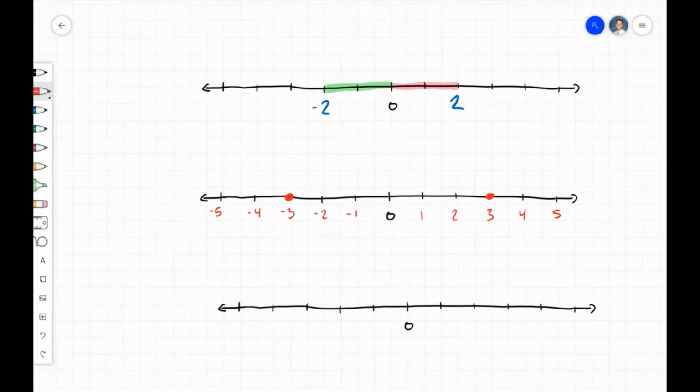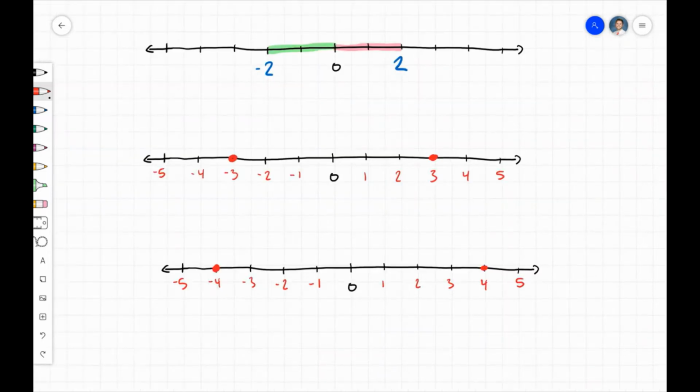Okay, for another one, let's say we want to graph negative 4 and its opposite. So here's negative 1, negative 2, negative 3, negative 4, and negative 5. So we can graph negative 4. And we know the opposite of negative 4 would be positive 4. So we can graph that here on our number line as well.